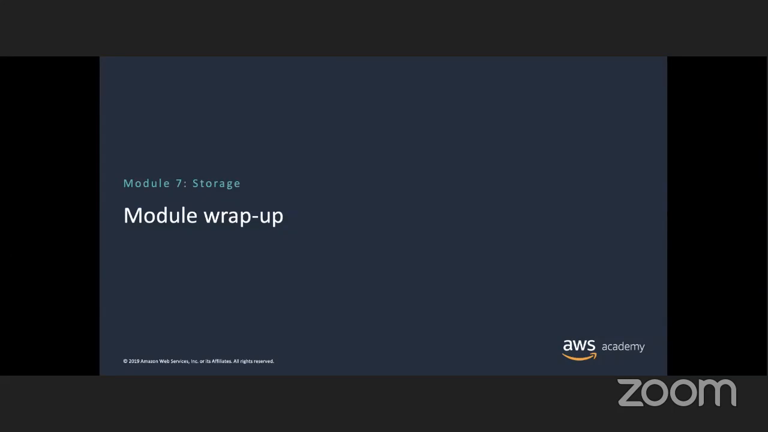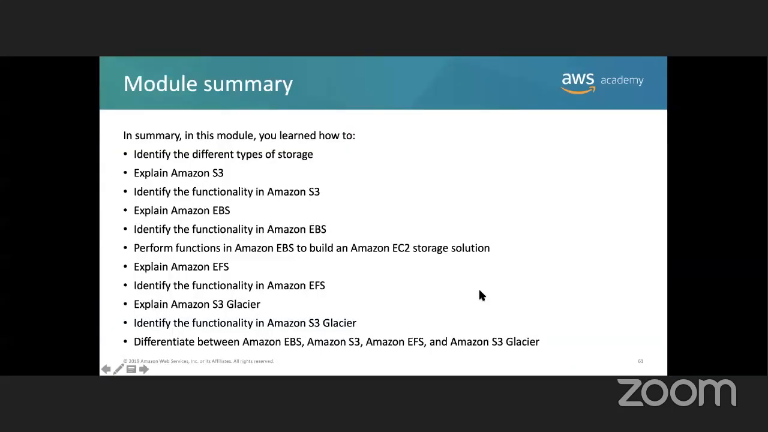Okay, so we're gonna wrap up here. Today we covered a lot of things as for storage. In this module, you learned how to identify the different types of storage. What are the different types of storage? Can you mention one, please? EFS. S3. EBS. Glacier.